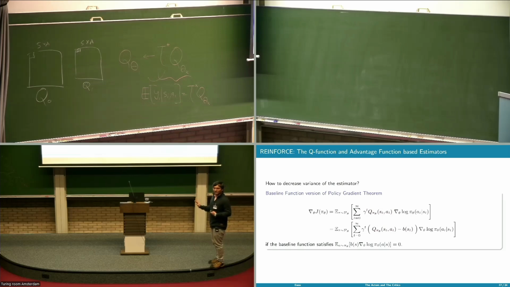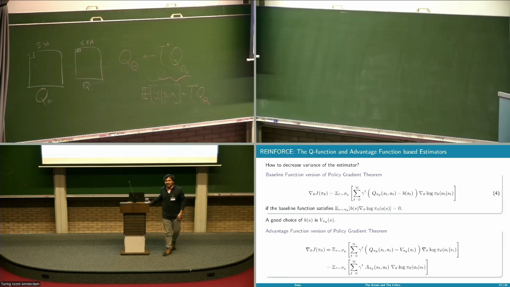Are you good? Okay. Now the question is, what is a good b of St? Like, what would you choose? What would be a good baseline? Keep your RL bias on and try to think what would be the b of St that you want to put. Yeah. So, like typical very good RL people, you put V as your baseline function.